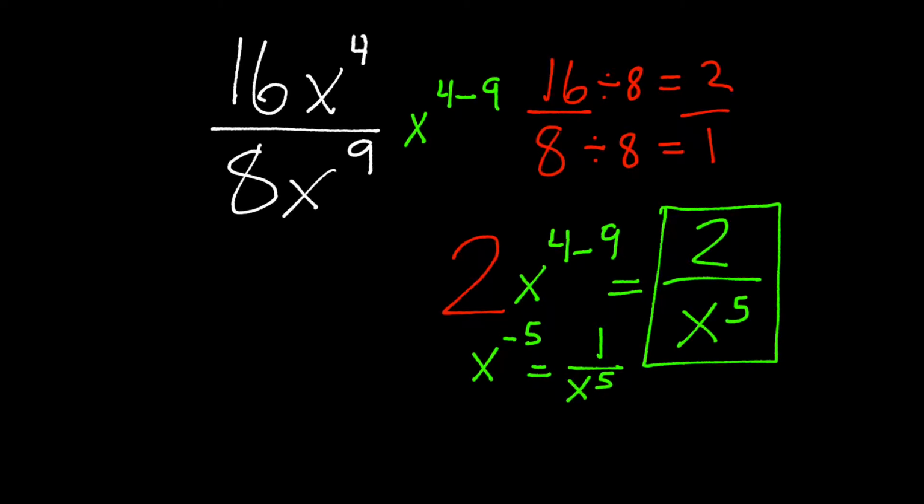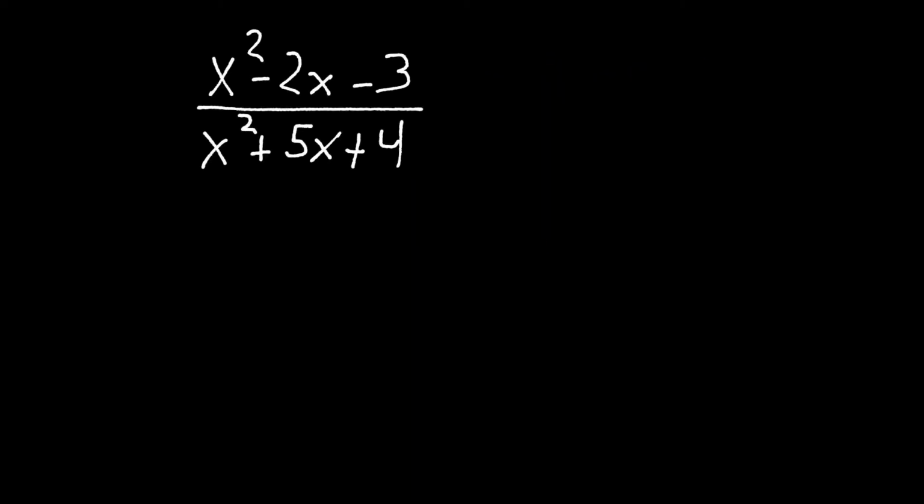Let's take a look. So here we have two quadratic trinomials, x squared minus 2x minus 3 over x squared plus 5x plus 4. And our goal is to simplify this. And you might be thinking, oh, I've got an x squared in the front here and an x squared in the front there, I can just cancel them out. Do not do that. That is incorrect.